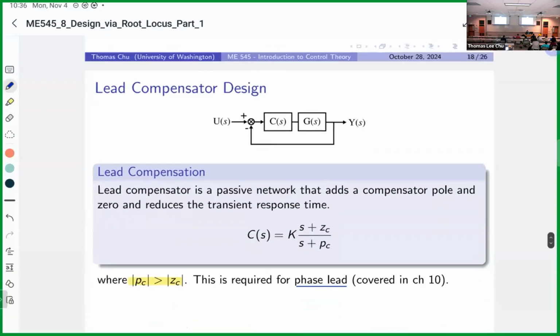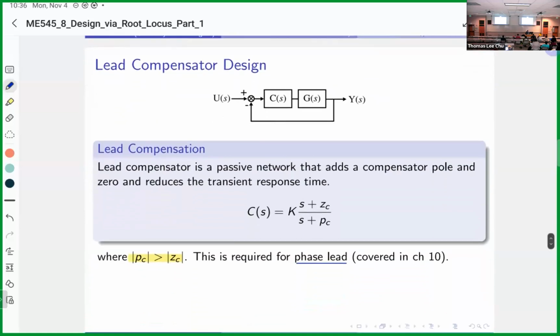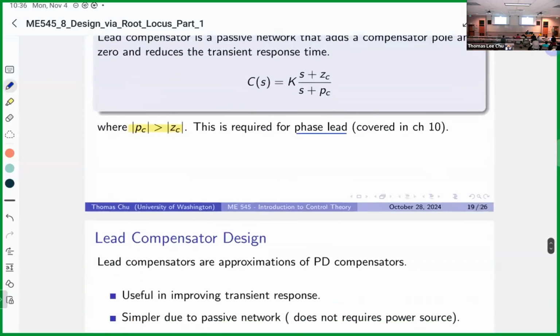So the lead compensator design is a passive network that adds a compensator pole and zero and reduces the transient response time. And from last week, the main takeaway with lead compensator is that you want your added pole to be more to the left than the zero. This is just an important criteria. So your zero is going to be closer to the origin while your pole is further away from the origin.